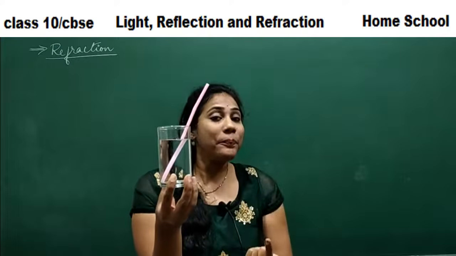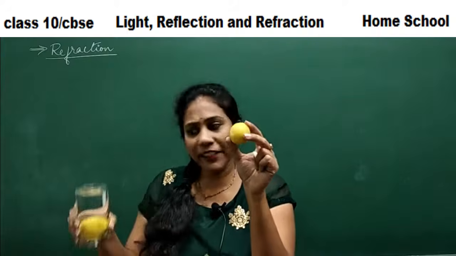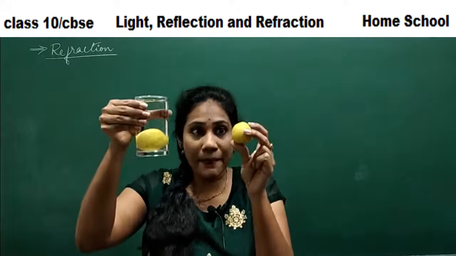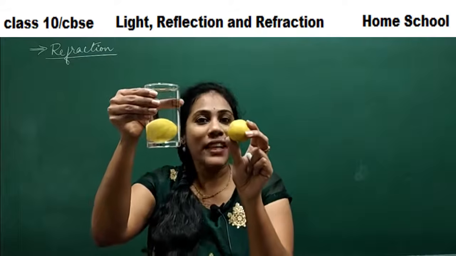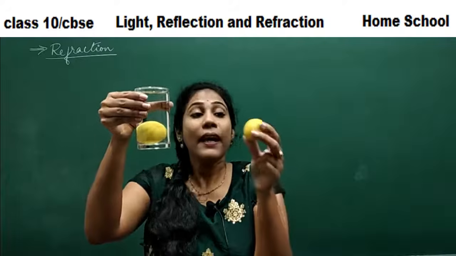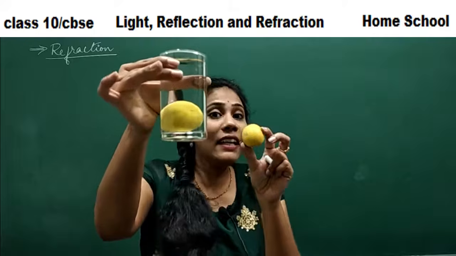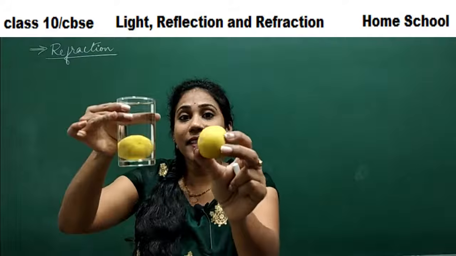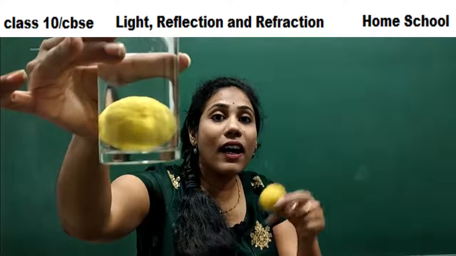And why is the size of the straw a little bigger in the water medium compared to the straw in the air medium? See, here I have a lemon. I actually took two equal sized lemons. One lemon I have put in water. See the sizes of the lemons. The sizes were the same when I took them. But the lemon that is in water is appearing very big, while this one is small.